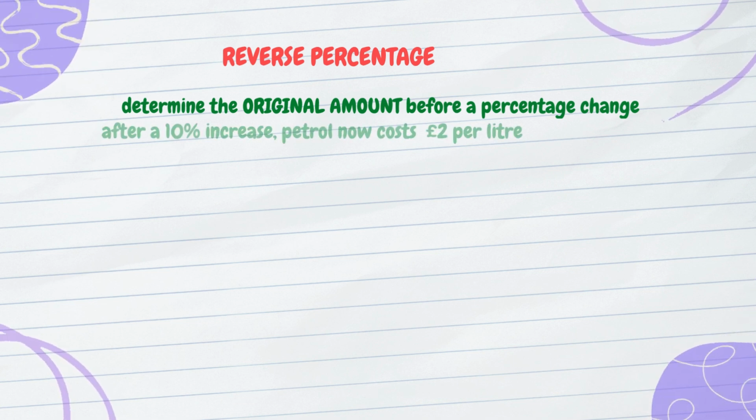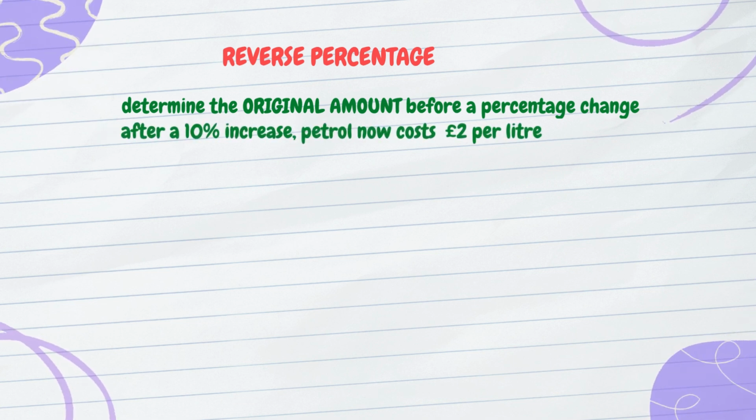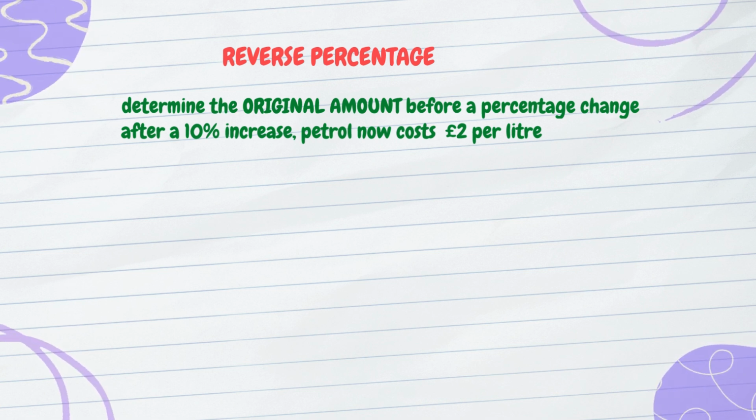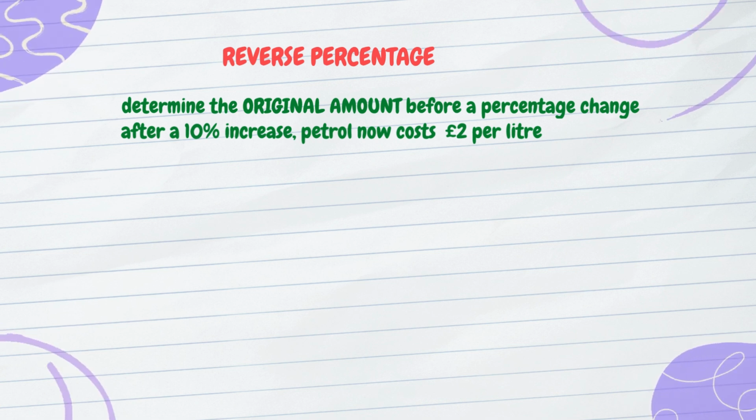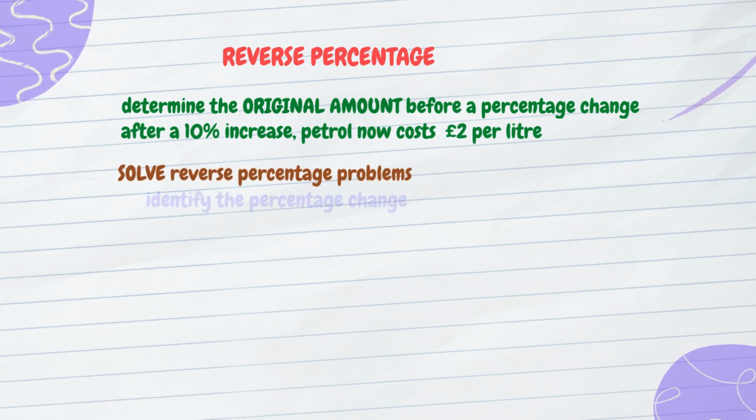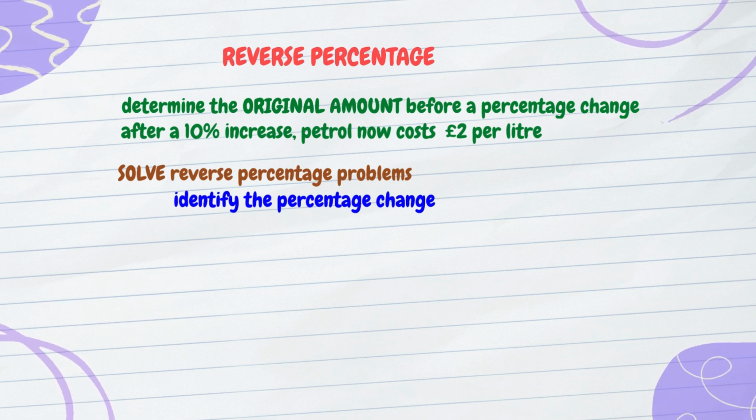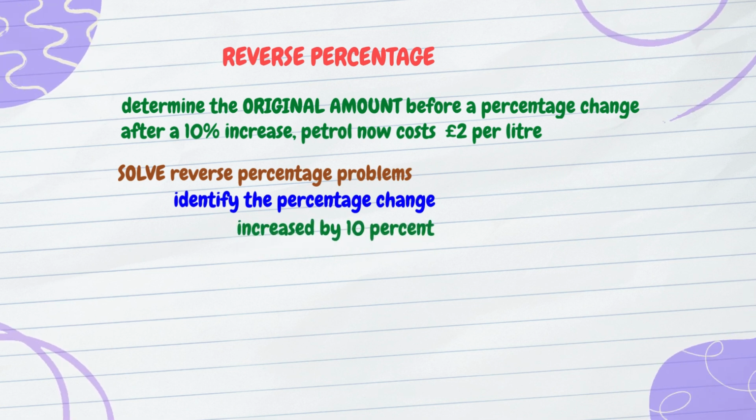For example, after a 10% increase, petrol now costs £2 per liter. How much did it cost before the increase? To solve reverse percentage problems, first identify the percentage change. In this case, the price increased by 10%.